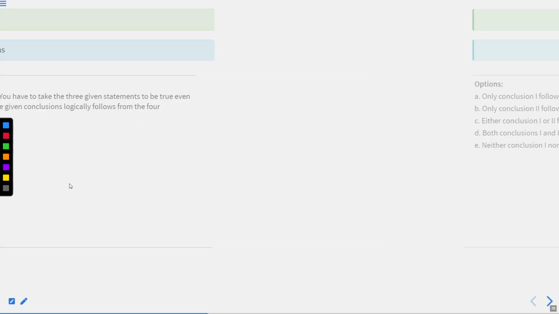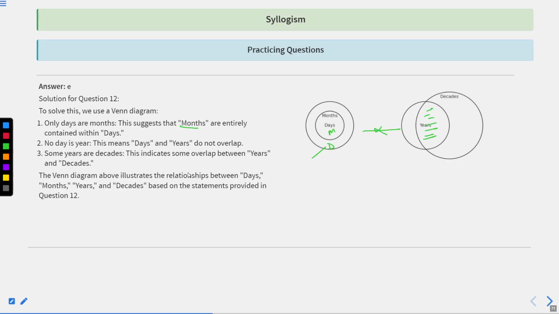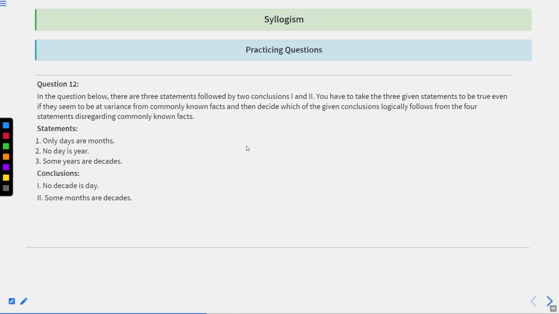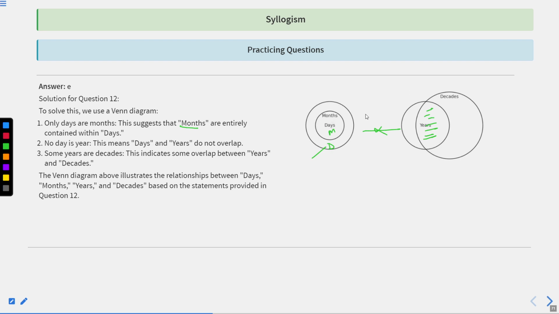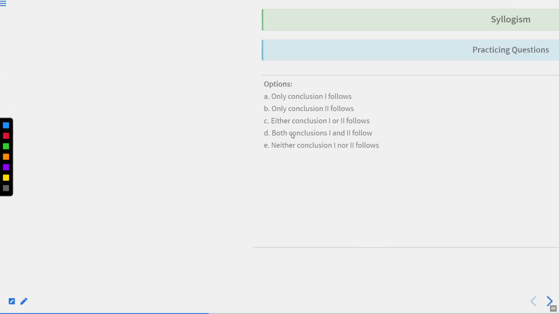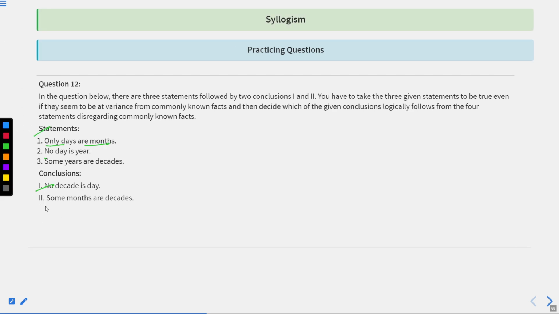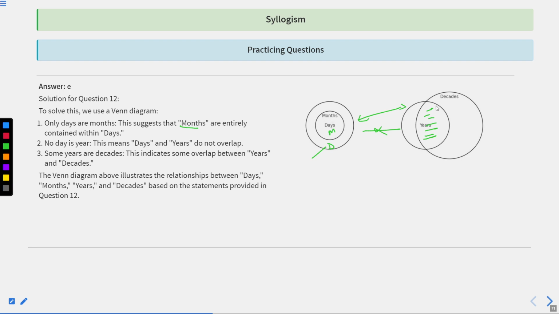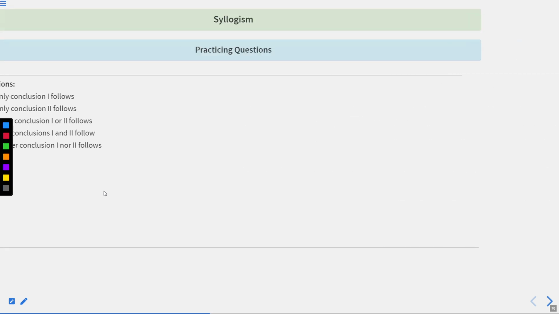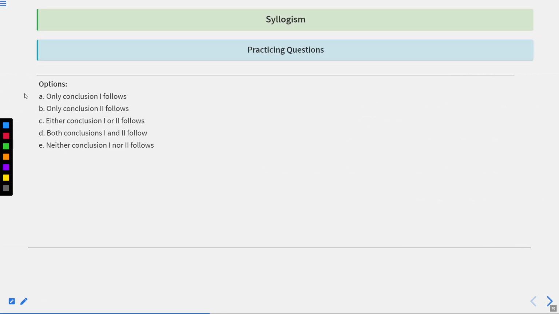The first conclusion: no decade is a day. There is no relation between decade and day, so the first statement seems to be correct. The second conclusion: some months are decades. Is it true? No. So the answer to this question would be that only conclusion 1 follows.